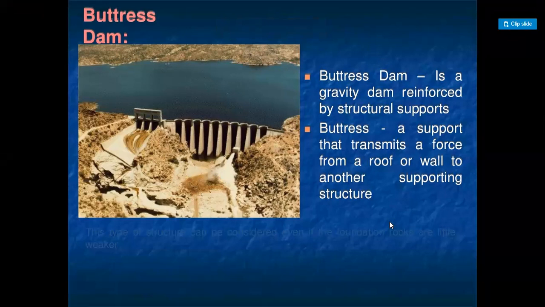It has a cross section that is considerably thinner than a gravity dam, but it is buttressed by a set or series of vertical walls known as buttresses. Aligned at right angles to the dam axis, these buttresses are further strengthened by cross walls called struts. In this, the load is transmitted to the rock buttress.